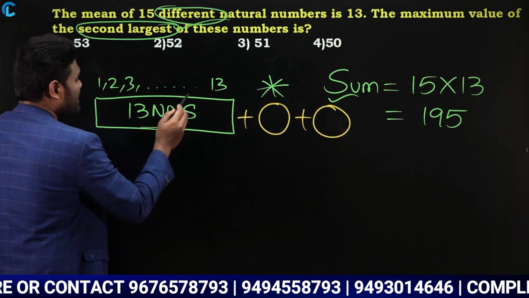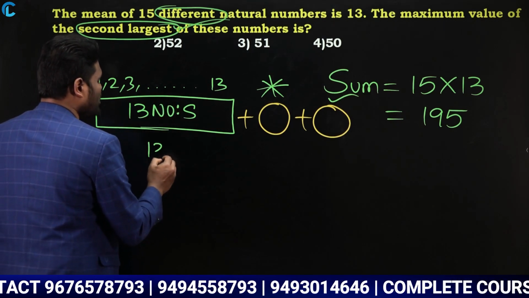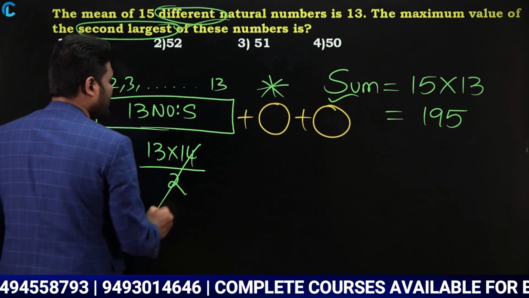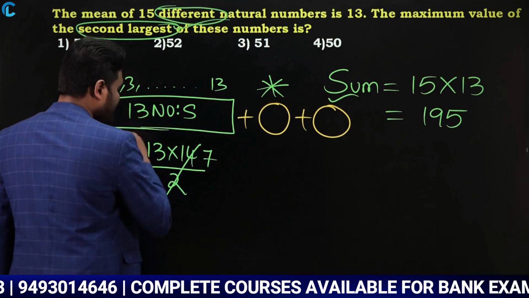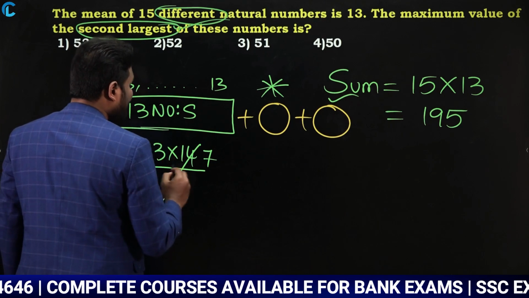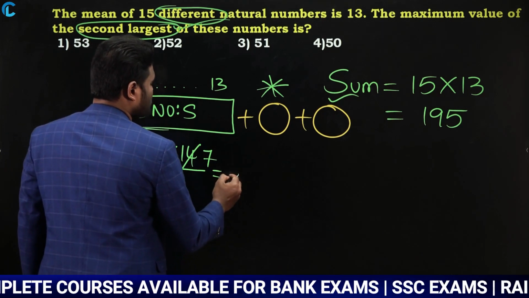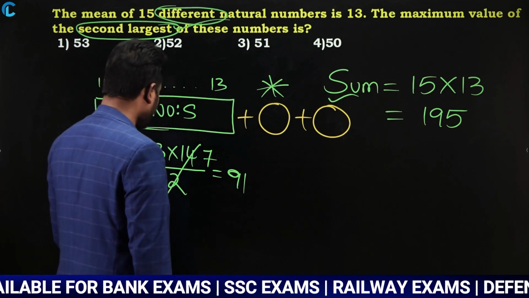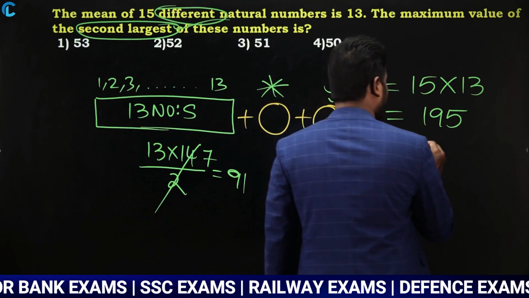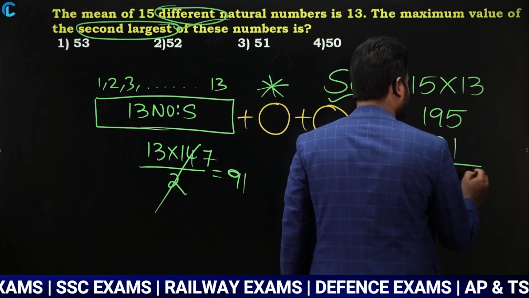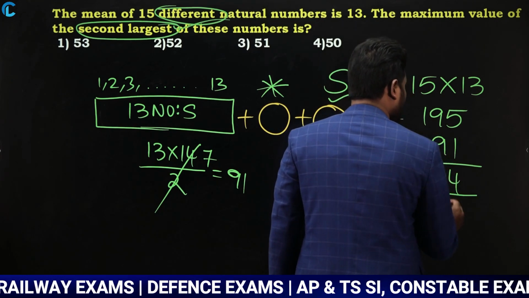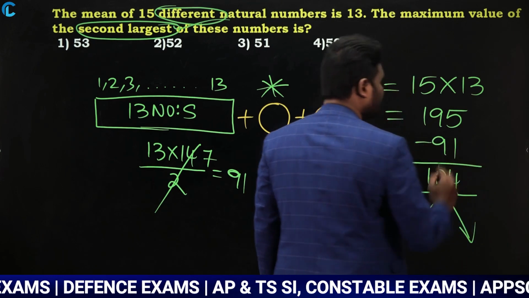So calculate the sum. Sum of these numbers would be n into n plus 1 by 2. So 13 into 14 by 2. So 14 gets cancelled here, 7 times. So 7 into 13 is going to be 70 plus 21, which is going to be 91. So the sum is going to be 91. If I subtract 91 from here, now I am going to get how much? 104. Now this 104 is nothing but a combination of two numbers.